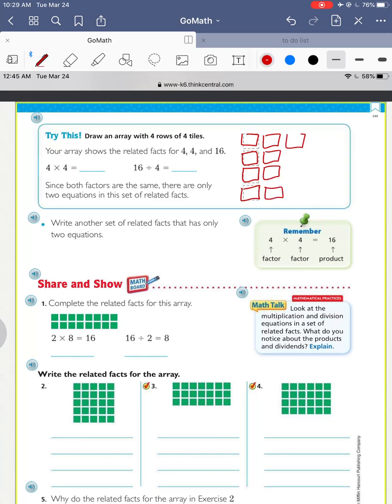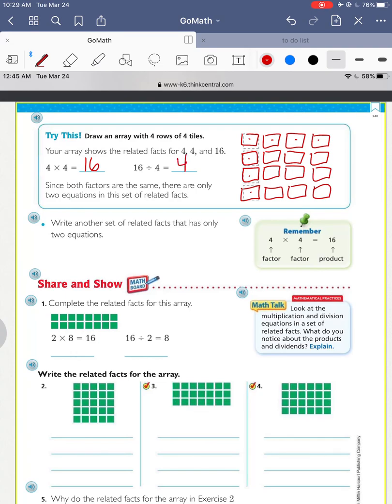So there's 8, 12, 16. So 4 times 4 is 16, which means 16 split into 4 rows means there's how many in each row? There's 4 in a row.